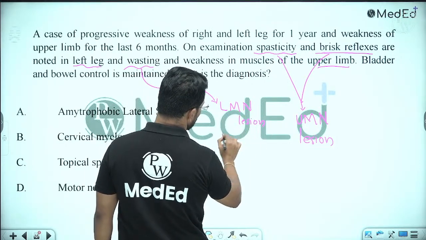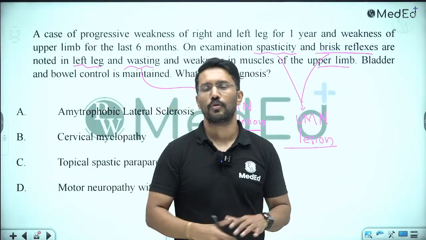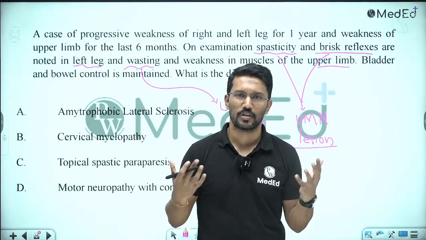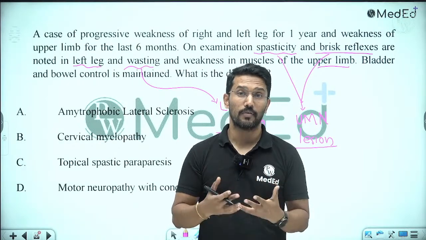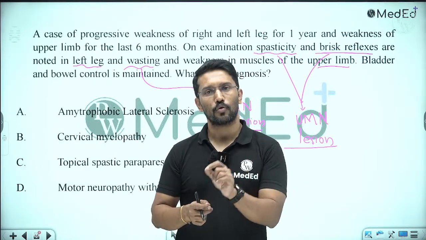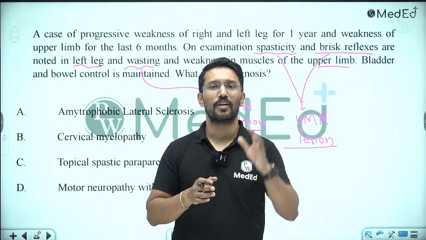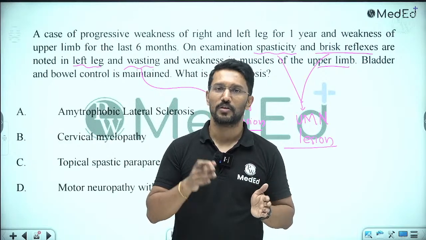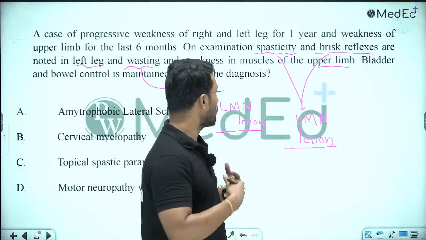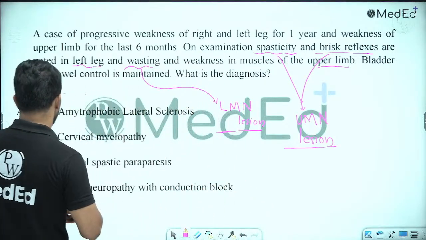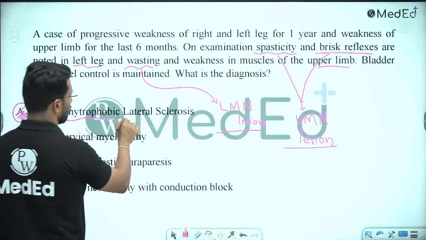Now the diagnosis has to be very clear, right? So when you say upper motor neuron lesion plus lower motor neuron lesion, there's only one motor neuron disease that could come to your mind, that is amyotrophic lateral sclerosis. In the name, everything is there. The name says amyotrophic, that means atrophy it is talking about. Then lateral sclerosis, so it is talking about lateral corticospinal tract, which is pyramidal tract, which has upper motor neurons. So that name itself tells us that I am having both upper as well as lower motor neuron. So answer is clear, it is option A, amyotrophic lateral sclerosis.